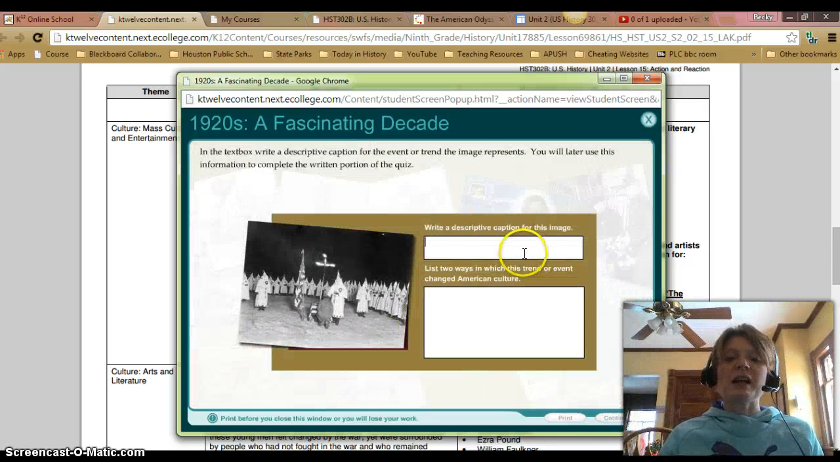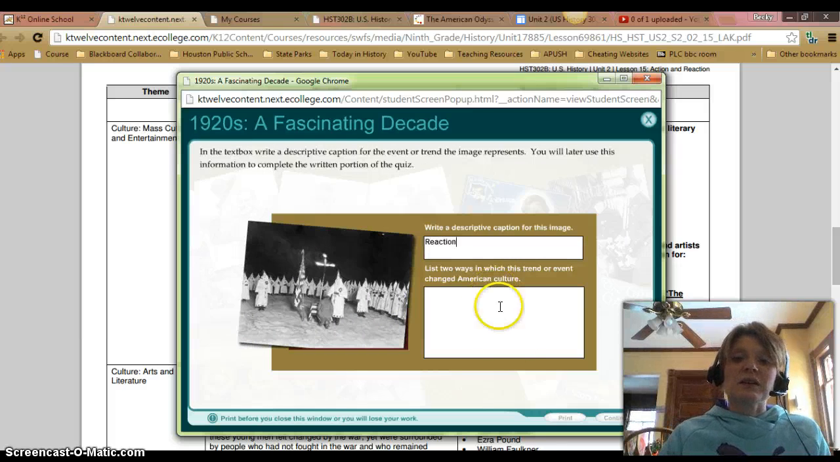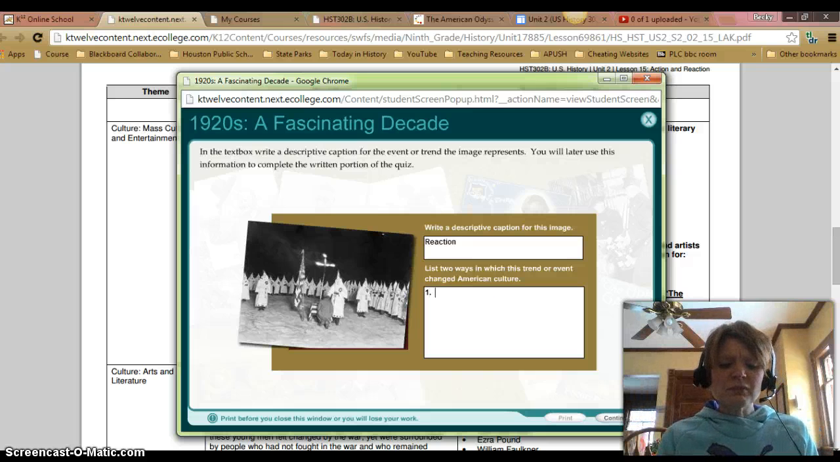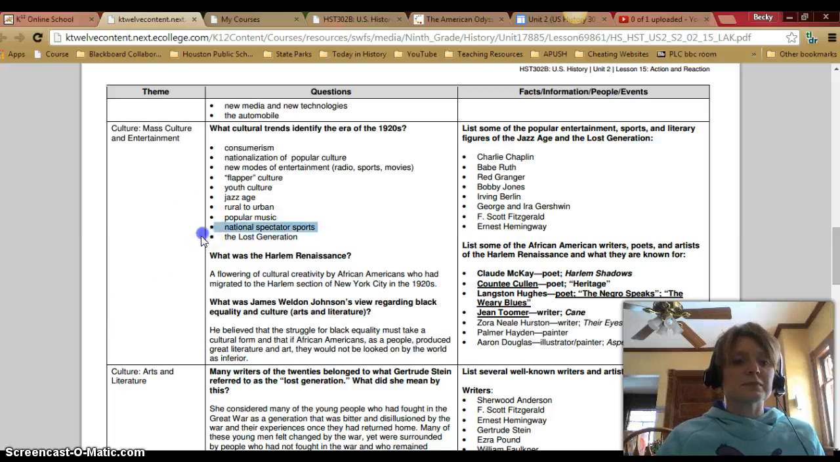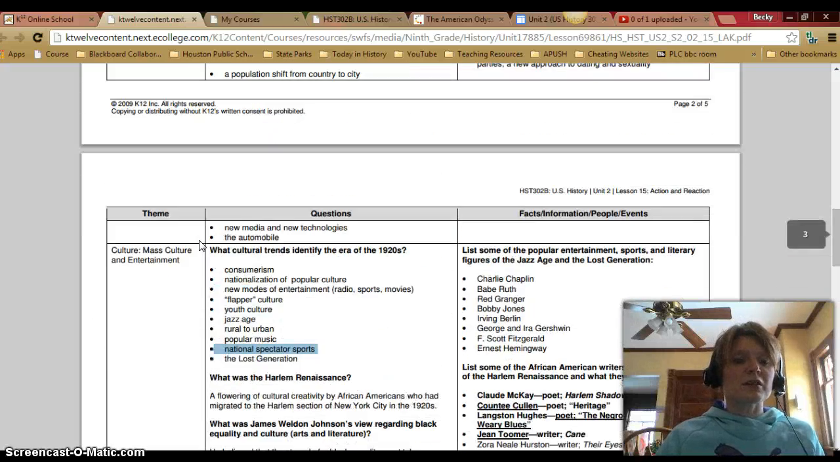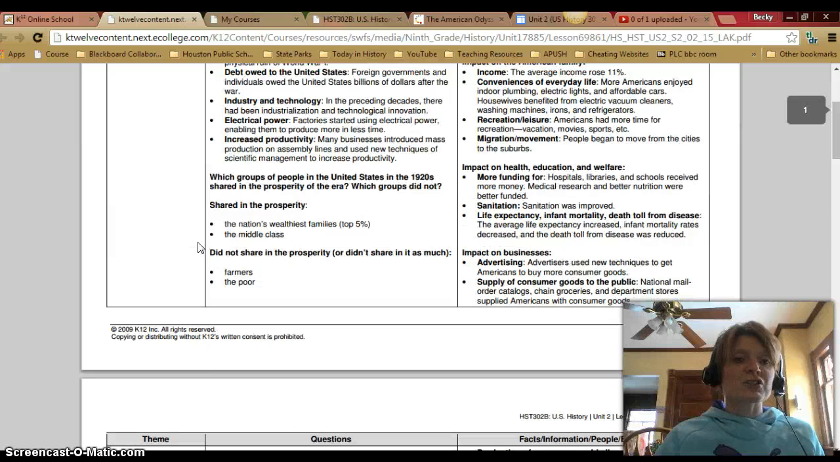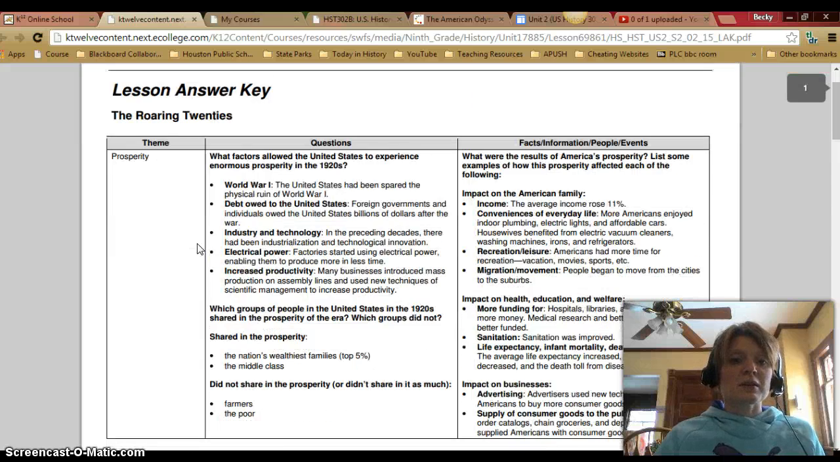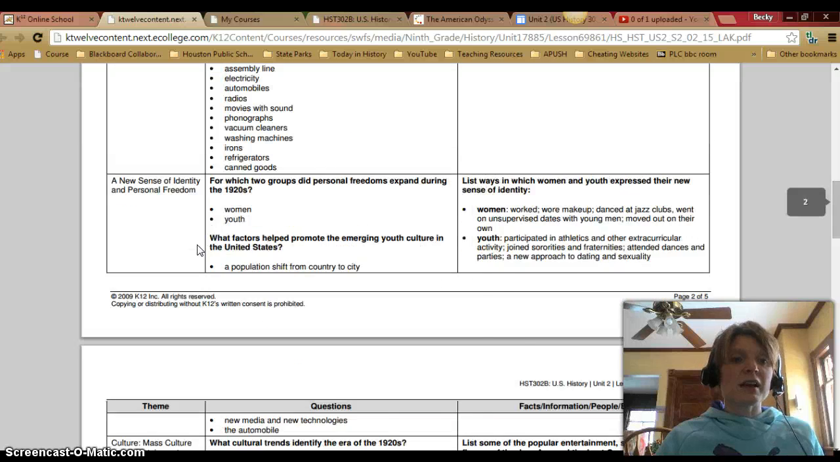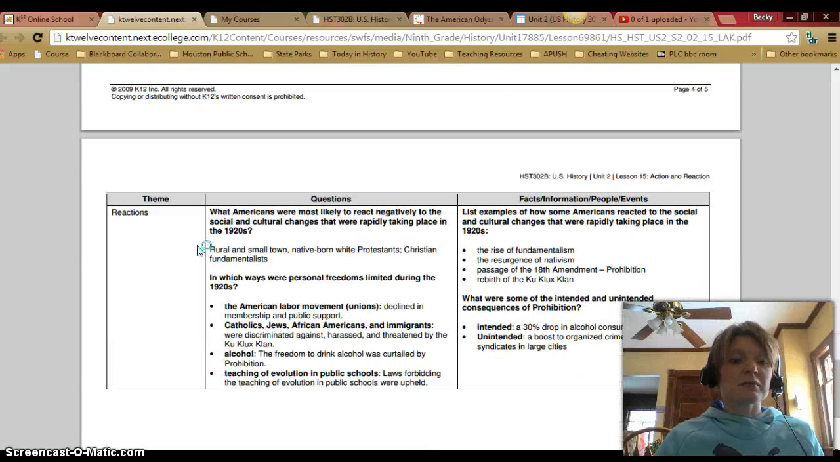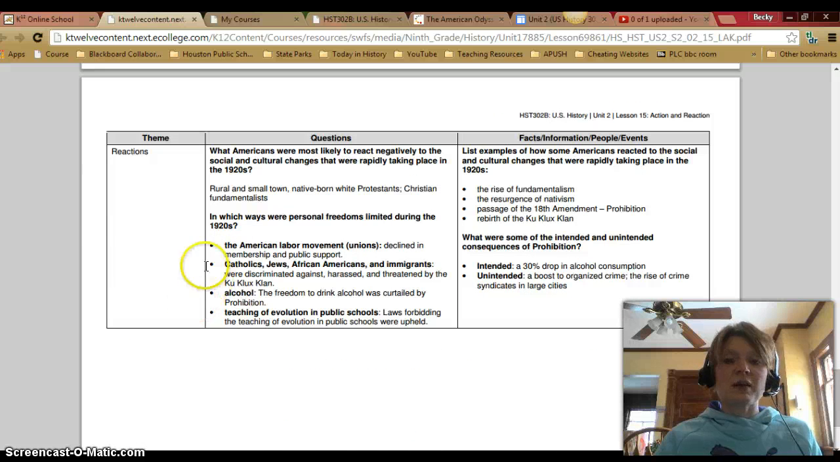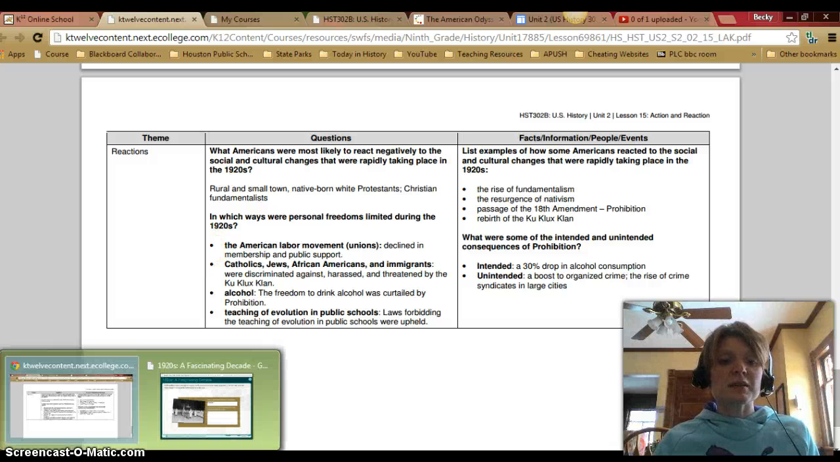Okay, we got the Ku Klux Klan. So we have, let's just title this Reaction, because we could also talk about Scopes Monkey trial. Where is it here? Action and reaction, prosperity, everyday life, reactions. Okay, and also prohibition could be a reaction there too. And fundamentalism.